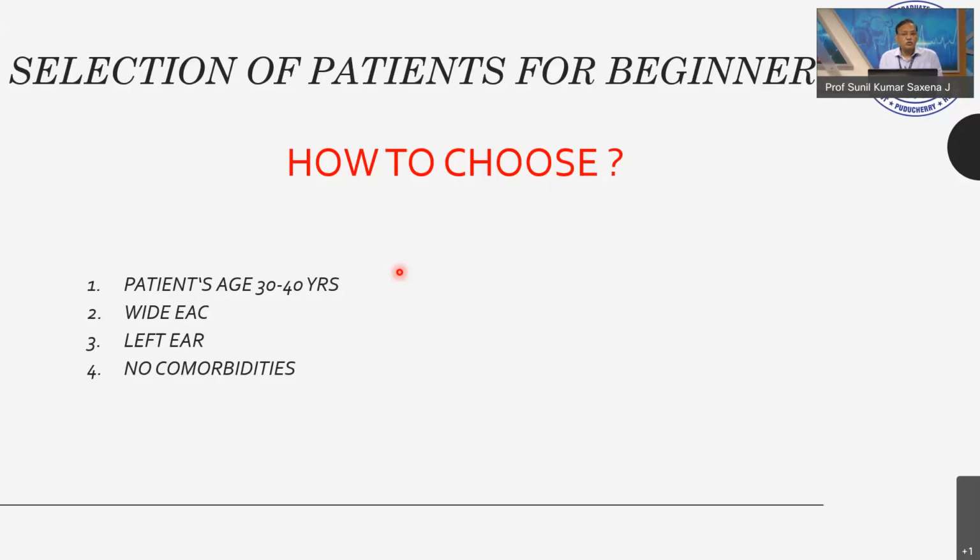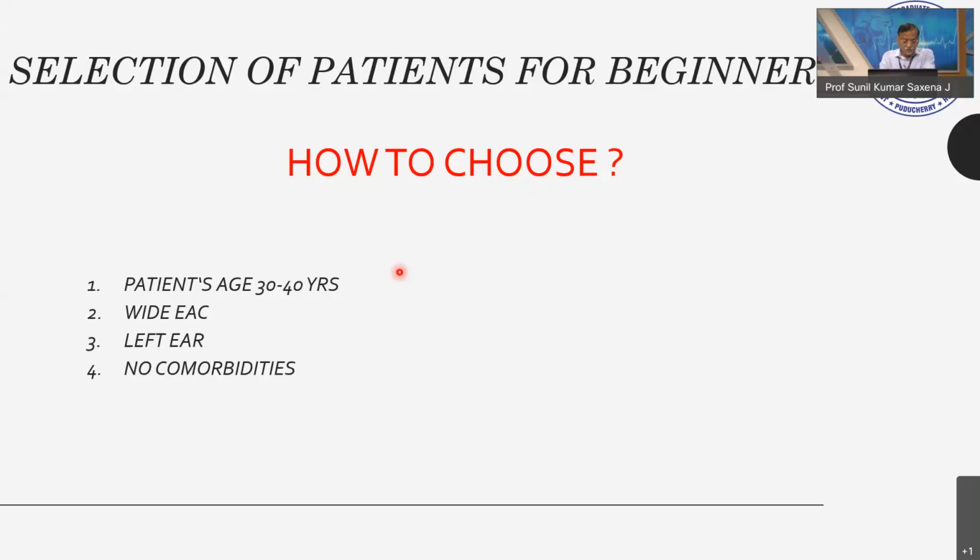You keep on doing autoendoscopy for 1 or 2 months, at least 50 to 100. You do it with a 0 degree in your minor OT and then switch over for the surgery. And that too will be the simplest surgery. The simplest surgery for endoscopic ear is myringotomy or grommet insertion. So how to choose your patients when you are going to do endoscopic surgery? First, patient age should preferably be 30 to 40 years.